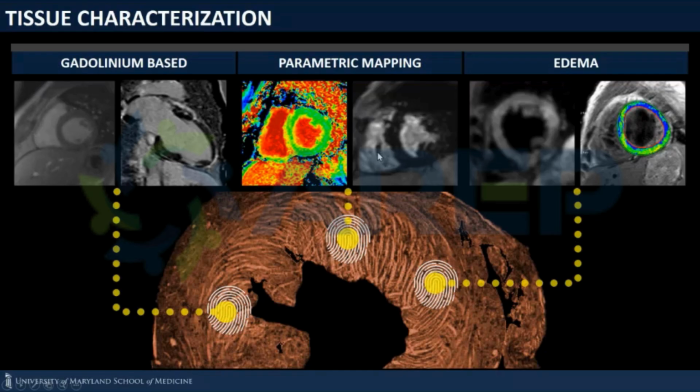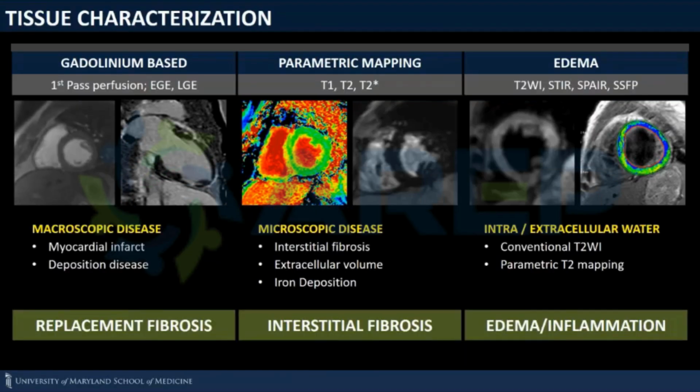There are parametric tools. These are newer tools where we look at how the myocytes relax in different parameters, T1, T2, T2 star, and based on its characteristics, give us an understanding of the underlying myocardial tissue. And then finally, we look for evidence of edema or inflammation, again, sites of kind of acute abnormalities.